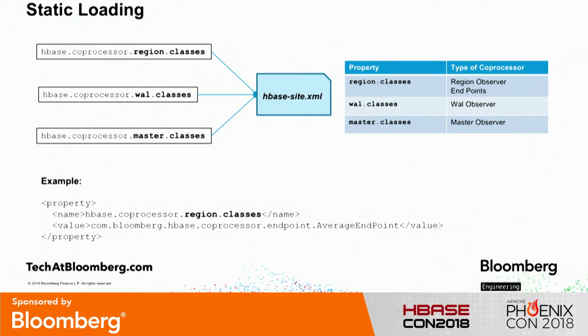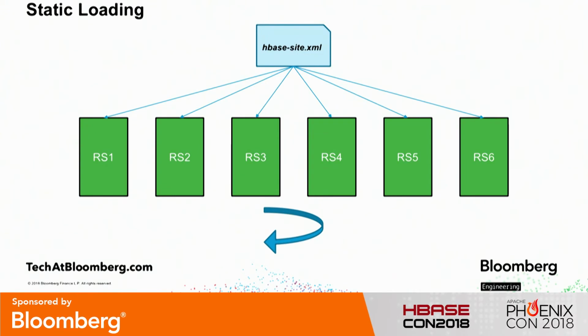The region.classes property is for region observers and endpoints. wal.classes is for WAL observers, and master.classes is for master observers. So depending upon the type of coprocessor you're developing, you modify the property accordingly, and then you update your hbase-site.xml. In the example on the slide, I have an endpoint coprocessor, and that's why the property I modified here is region.classes. Once you modify your hbase-site.xml, you must deploy that file on every single region server, and you must restart your region servers. Once you do that, your coprocessor will be loaded in HBase region server memory.